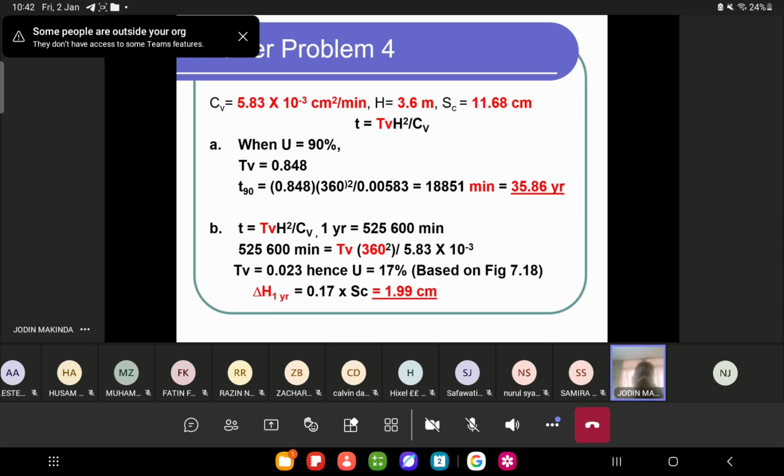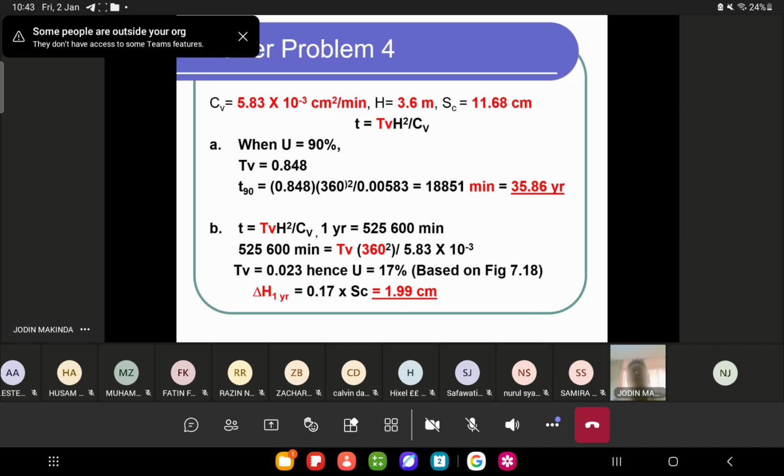Okay, so easy. Number two. You are given time. Find SC. So very easy. Use the equation to find TV based on the time. Jadi TV dia adalah 0.023. Because 1 year is 528,600 minit. Kenapa mau tukar minit?